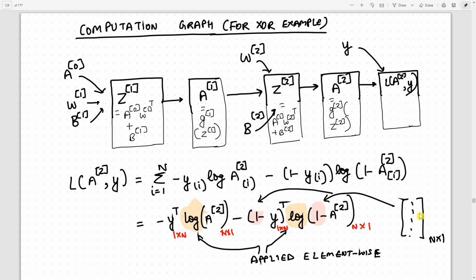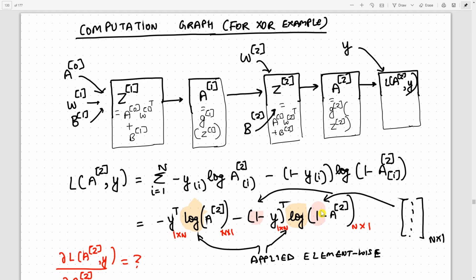This 1 is a vector of all ones of shape n cross 1, and you do the transpose of this, and then again this term 1 minus a2. So here also the 1 term is an n cross 1 dimensional vector, and then again the logarithmic is applied element wise. So this is the vectorial way of writing the loss function.